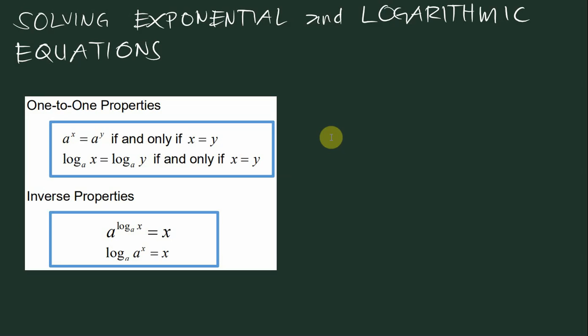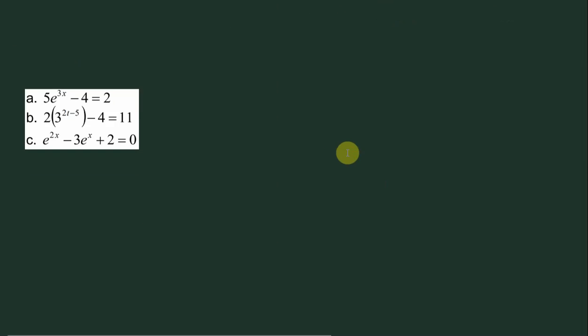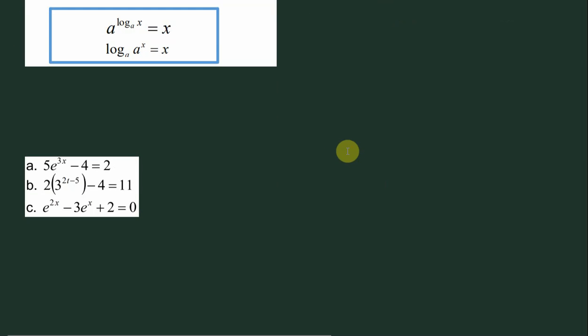The one-to-one properties: a raised to x is equal to a raised to y if and only if x is equal to y. Log of x base a is equal to log of y base a if and only if x is equal to y. And the inverse properties: a raised to the log of x base a is equal to x, and log of a raised to x base a is equal to x. Okay, so these are the most useful properties, but we will still be using the previous properties.